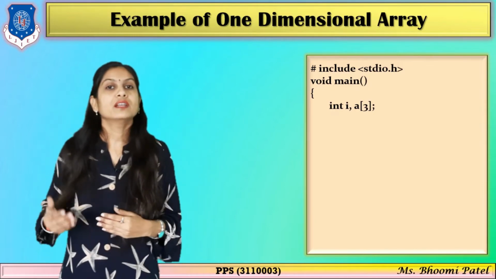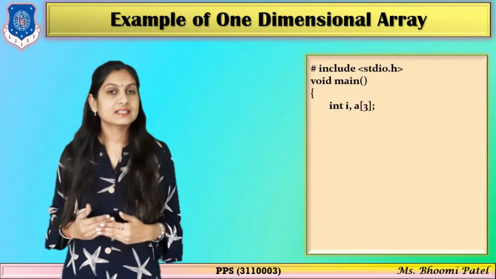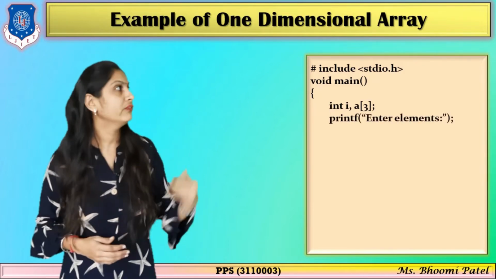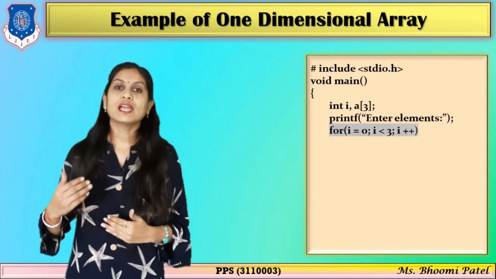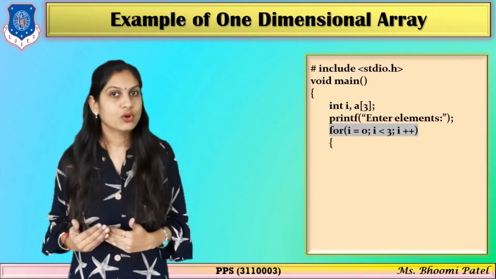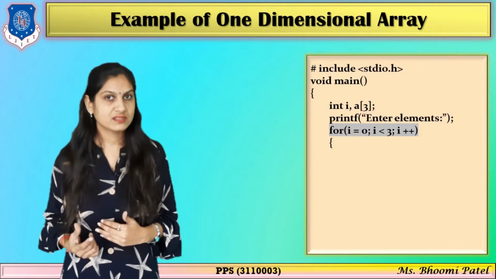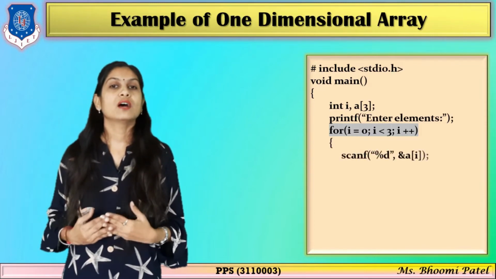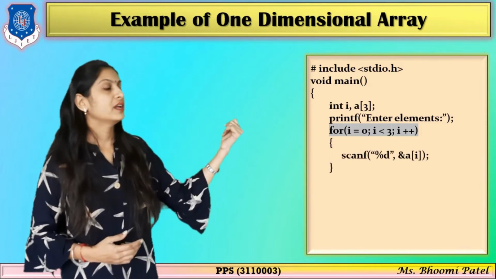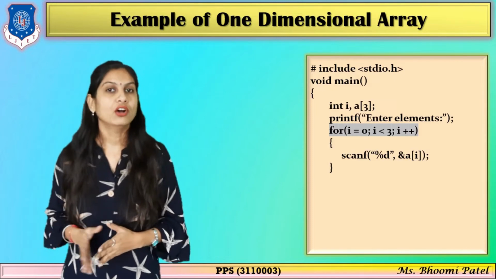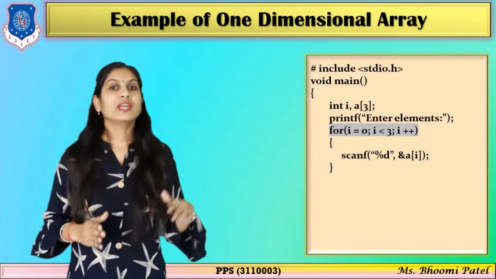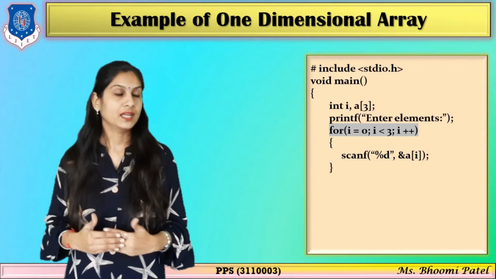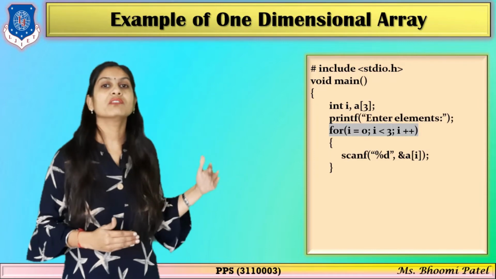Then after declaration we have to initialize the values for that particular array, and for that we write in a printf "Enter elements". Then in a for loop, i starts with 0 always, because the array index starts with 0, i less than 3 and then i++. Inside this for loop we have to write the scanf function, %d and &a[i]. This part will be fixed whenever you are writing any program using a one-dimensional array. Now after that our logic will start.